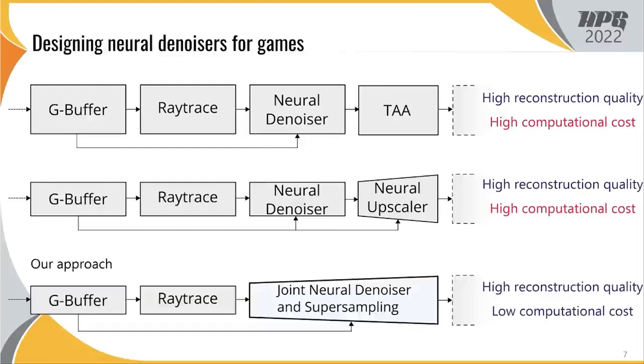Our approach is to combine denoising and supersampling into a single network that produces temporally stable, high-quality reconstruction in real time. Our network takes low-resolution input, which is noisy and aliased, and reconstructs it to a high-resolution denoised supersampled output.